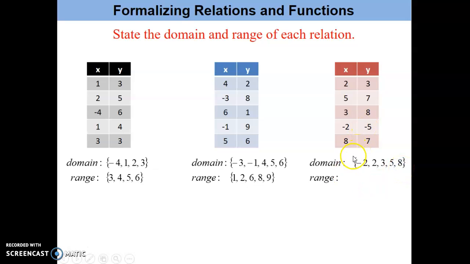For the range for this table, we take our y values, put them in order from least to greatest, and in this one, the 7s were repeating, and so we only wrote it one time down below for the range.